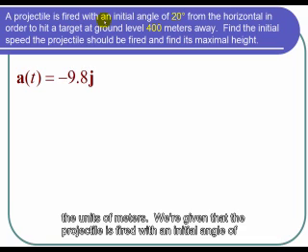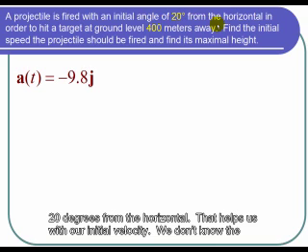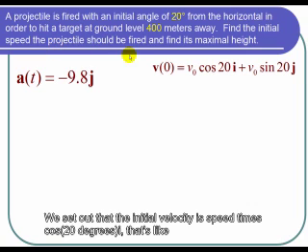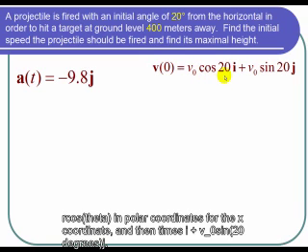We're given that the projectile is fired with an initial angle of 20 degrees from the horizontal. That helps us with our initial velocity. We don't know the magnitude of the velocity because that's the speed of the projectile, which is the question. So we set out that the initial velocity is v naught times the cosine of 20 degrees, like r times cosine of theta in polar coordinates for the x-coordinate, times i, plus v naught times sine of 20 degrees times j.